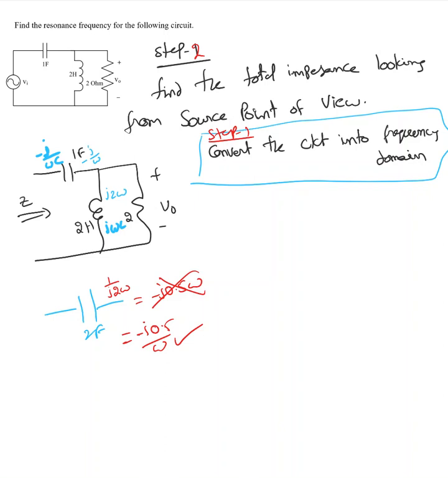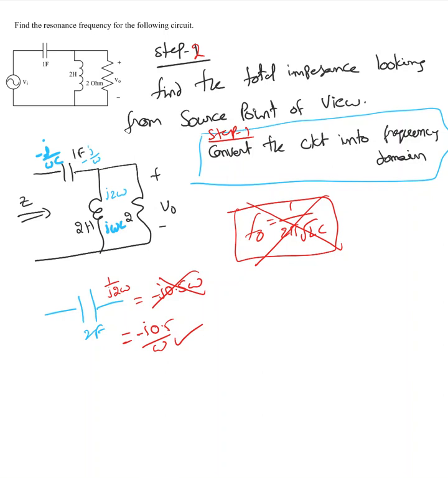Now, the first silly mistake I saw in the past: people try to find f naught equal to 1 over 2 pi square root of LC. This is valid only for a pure series or parallel circuit. You cannot use this for this circuit. If you use this formula to find f naught in this circuit, probably I'll give you only 2 or 1 point out of 30-40 points. That's a lot of difference. So make sure that you don't use this formula to find the resonant frequency.